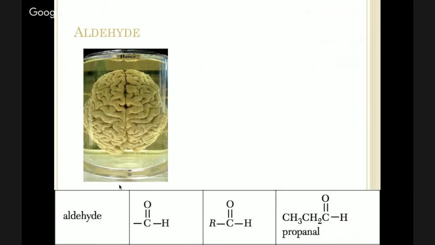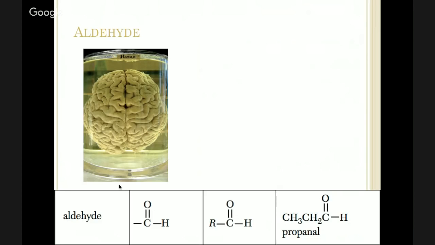Aldehydes. You might have heard of formaldehyde used to preserve specimens, thus the picture of the brain on the side. Aldehydes have a double bonded O, so you can right now tell the difference between this and an alcohol and ether, because it has a double bonded O. We say this is at the end of the chain, so the double bonded O is connected to the carbon, and that carbon is connected to just a hydrogen, no more carbons. So it's at the end of the chain. You can also see with the R here. The R just means that there's more carbons, any amount you want.